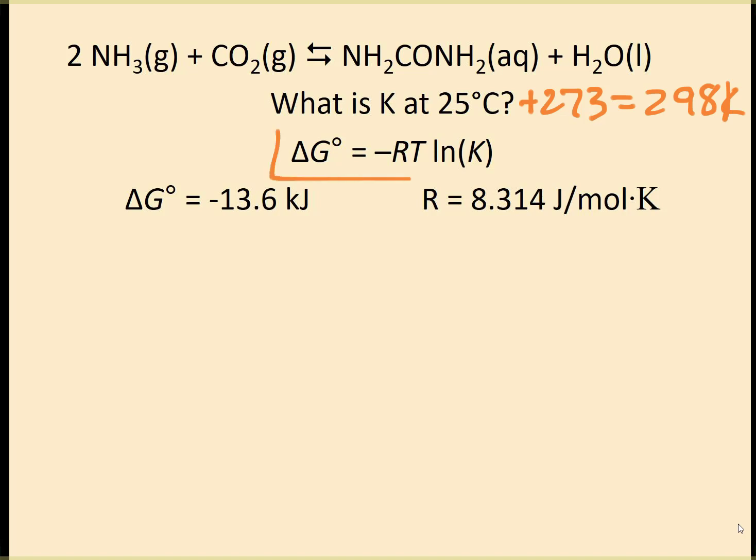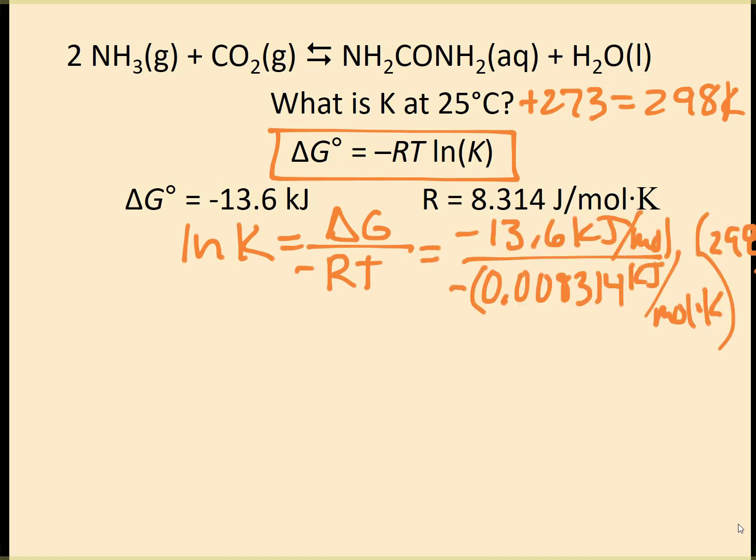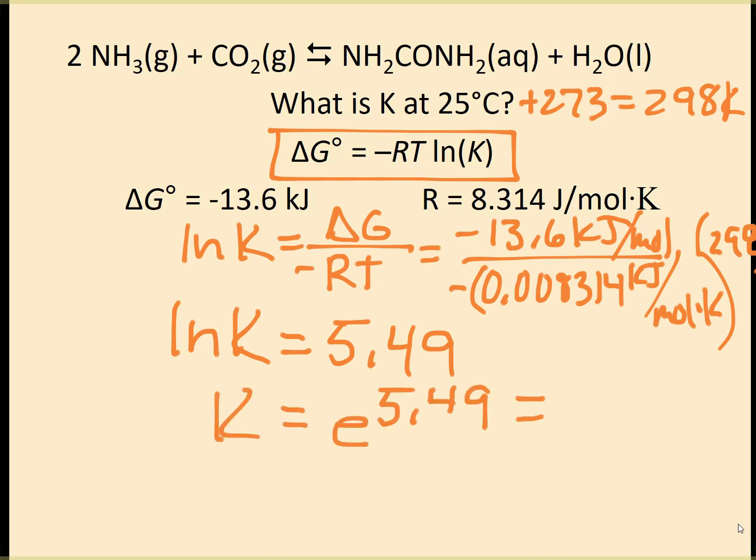So let's go ahead and use our formula, and I want to get my K on one side. So the natural log of K is going to equal my delta G over negative R times T. Put in our values, and I'm going to have a positive number. My natural log is going to be equal to 5.49. And to get rid of that natural log, take everything to the e, and I get 242 as my number. Remember, there's no units with equilibrium constants.